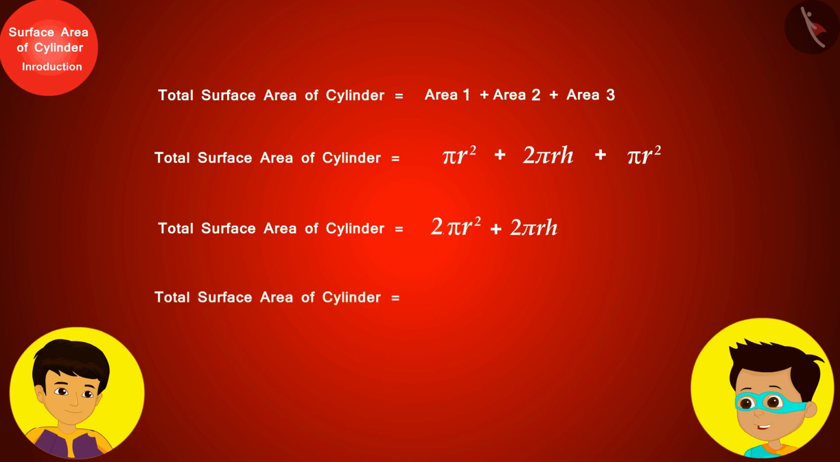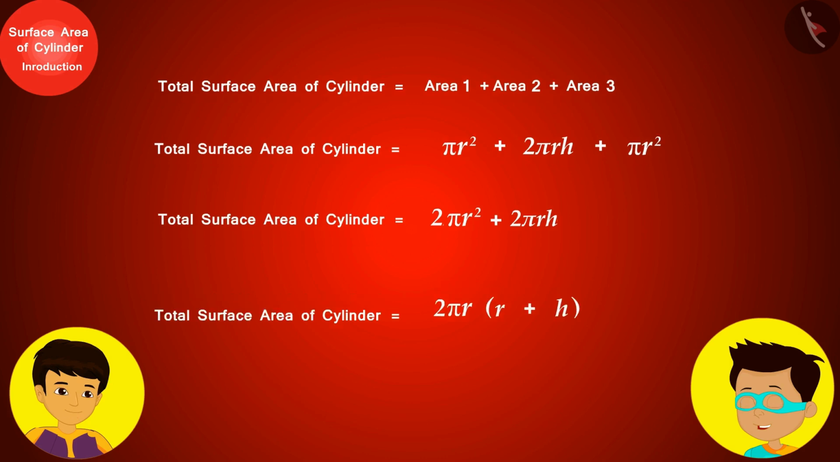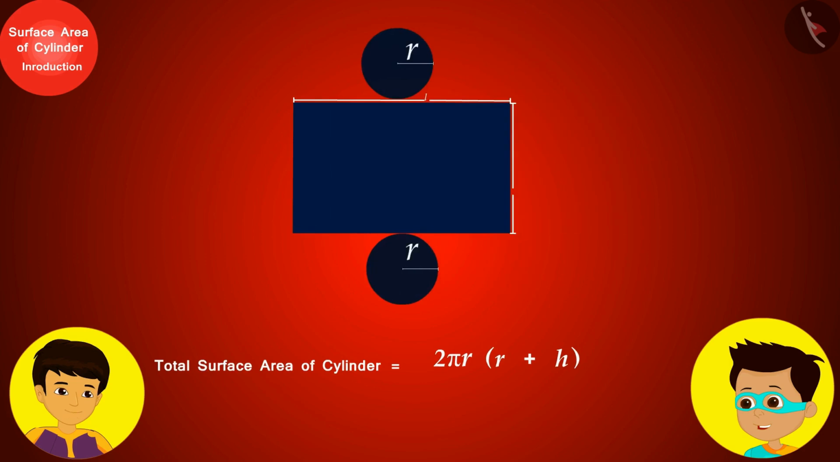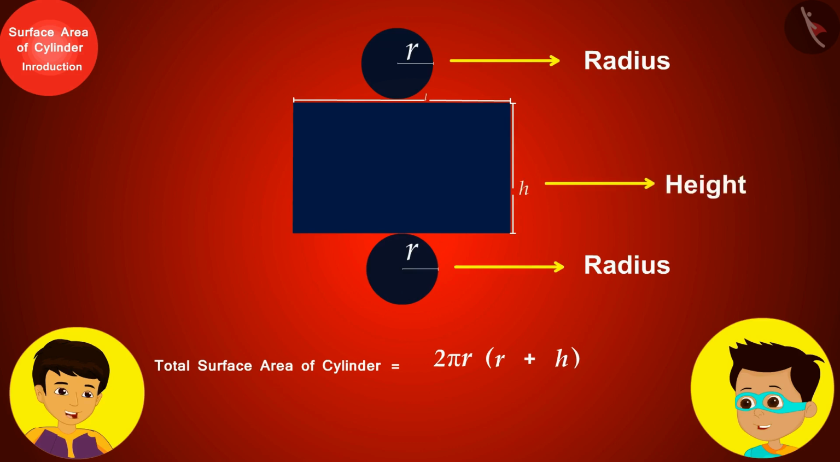Look, Thomas, we found the formula of the total surface area of the cylinder as 2 pi r times (r + h), where r is the radius of the top and bottom of the cylinder and h is the height of the cylinder.